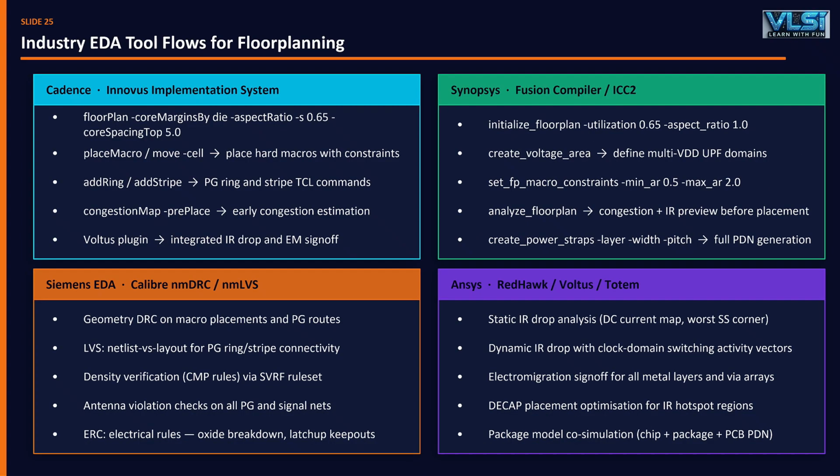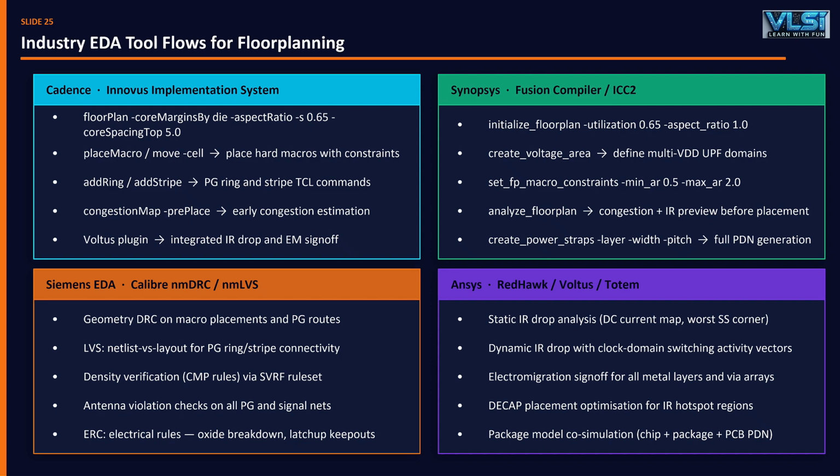Now let's talk about tools. Tools like Innovus and ICC, they are extremely powerful. But here's the truth, they don't design for you, they execute your decisions. You define core size, utilization, macro placement, power grid, constraints. Tools follow. If your plan is wrong, tools will create a wrong design faster. So tools are assistants, not decision makers.